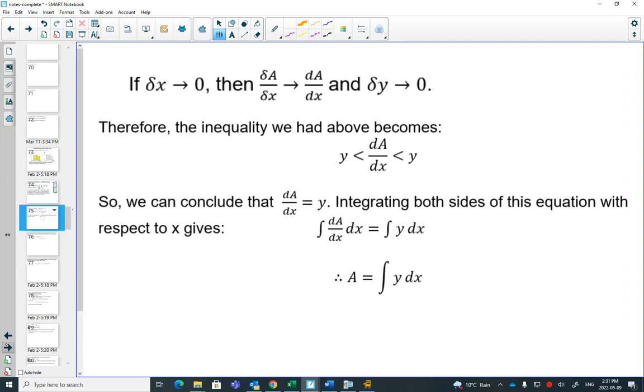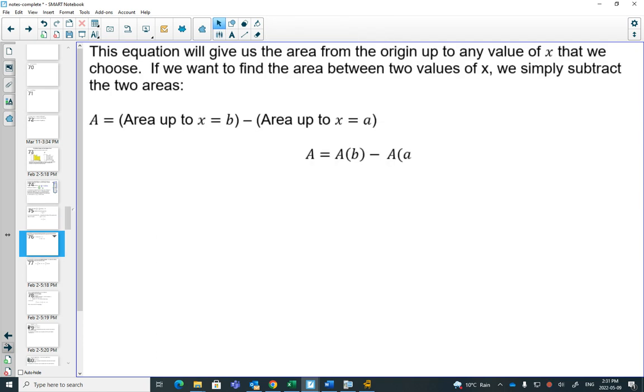So now what you have is an inequality where y is less than or equal to something and then less than or equal to y. This means that y has to be equal to dA/dx. And if they're equal, if we now integrate both sides, since we have the derivative here, integrating the derivative would just get what you had originally. And we have that the area is just the integral of y dx. Okay. Really cool.